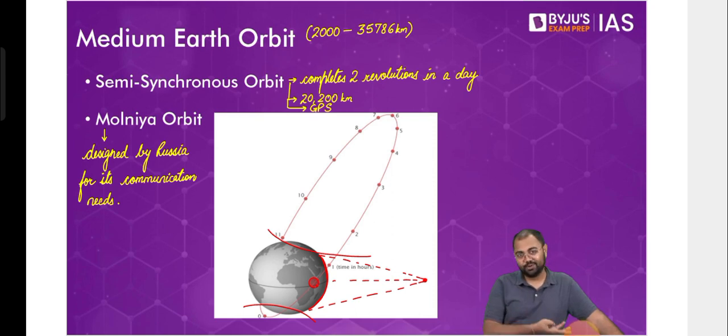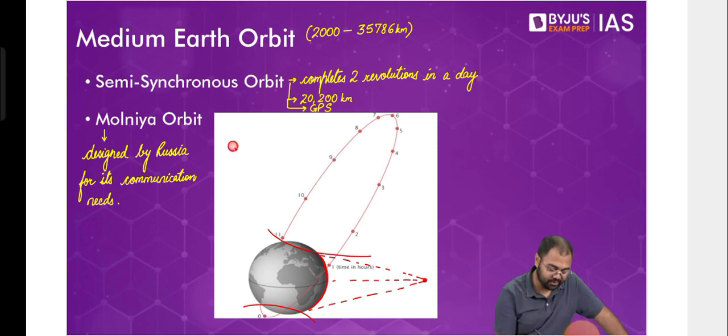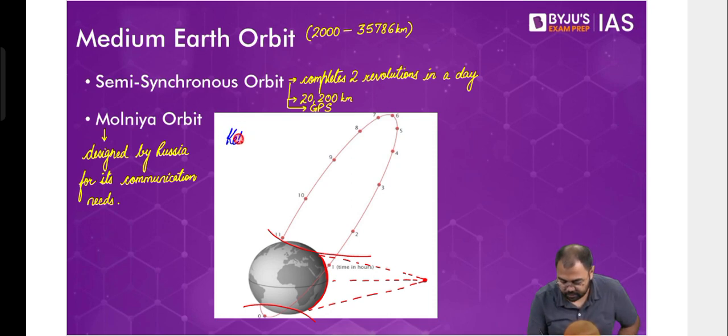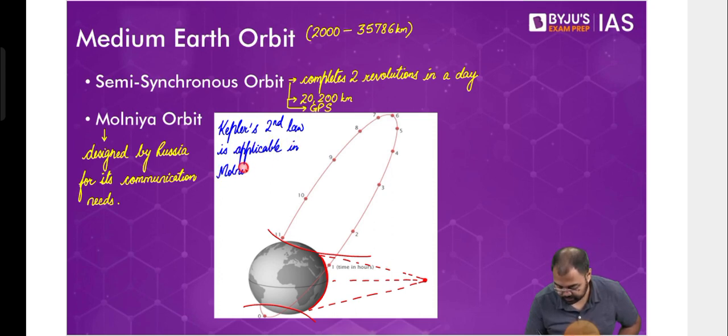And why would they care about what happens in Antarctica or even Australia for that matter? They are designing this orbit for their own needs. So hence they have created this highly eccentric orbit so that the satellite can remain in the northern hemisphere for a very, very long time. So that's why the second law is directly applicable. So I'm just writing it here: Kepler's second law is applicable in Molniya orbit.